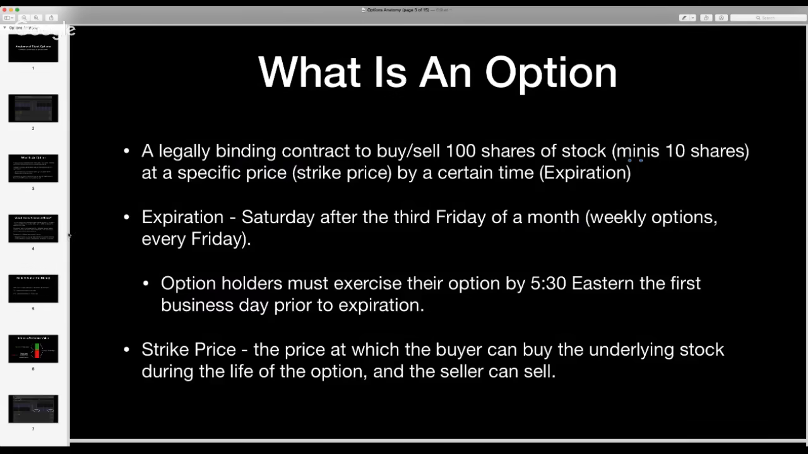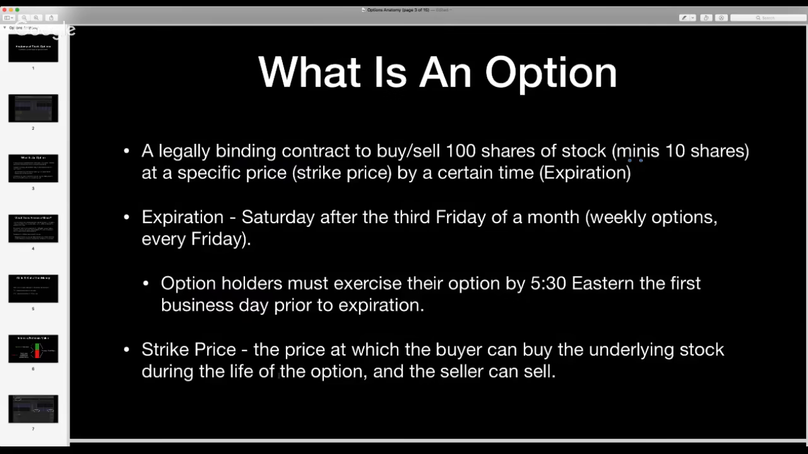Now, weekly options, they expire every Friday. Now, option holders, those are the people that bought the option, must exercise their option by 5:30 Eastern, the first business day prior to expiration. So that's what I'm saying here. That's the Friday, 5:30 Eastern time.